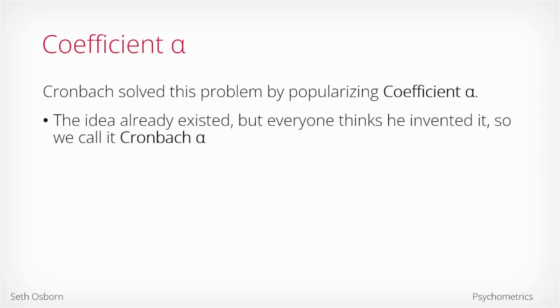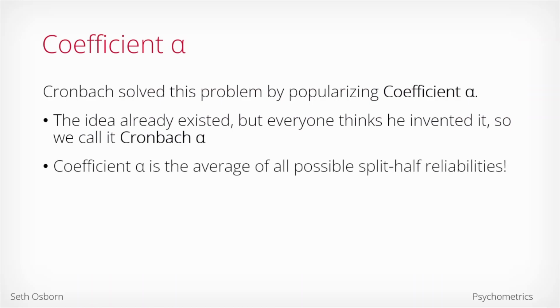So Cronbach solved this problem by popularizing what he called coefficient alpha. This wasn't actually his original idea, but even though he insisted we call it coefficient alpha, and he was really embarrassed by what happened instead, we name things after whoever popularizes it, so everybody knows it as Cronbach's alpha. But really it's coefficient alpha, and that's probably what I'm going to try to call it as much as possible, because that's what he wanted it called. Because he actually didn't invent it.